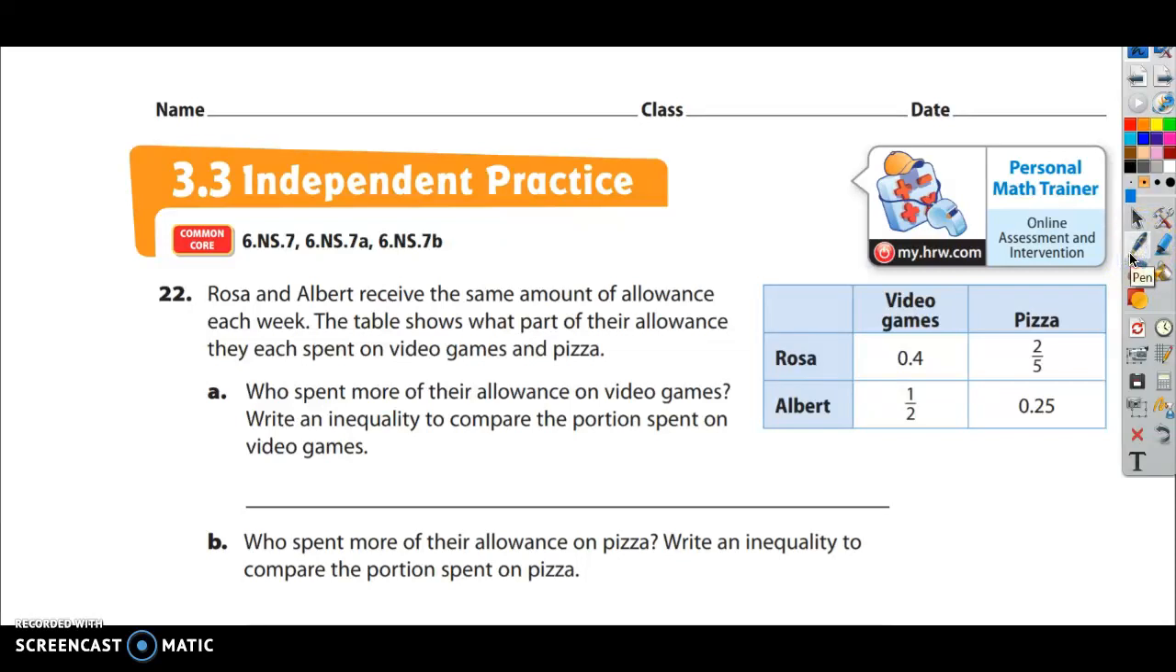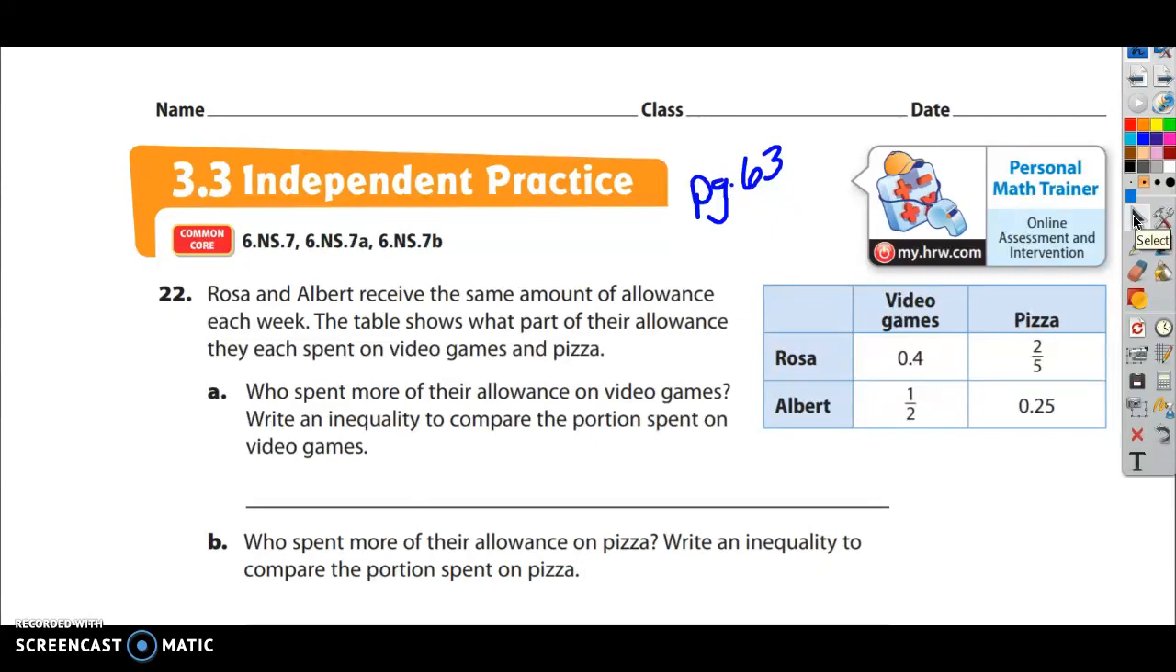This is the Lesson 3.3 Independent Practice, and we are on page 63. Try these problems to the best of your ability, and when you need a hint or help, you can watch the video to get the help that you need.